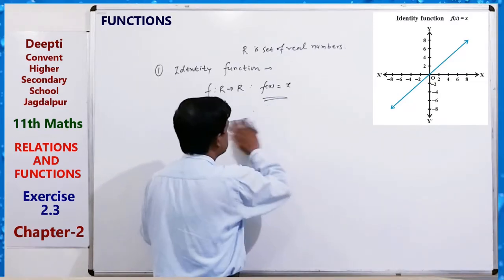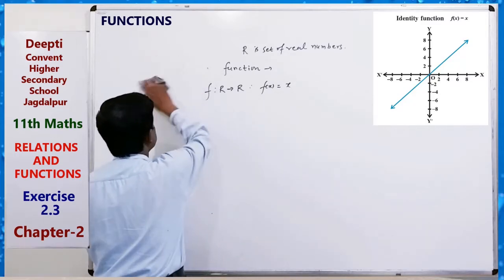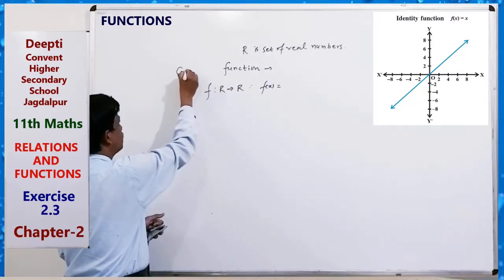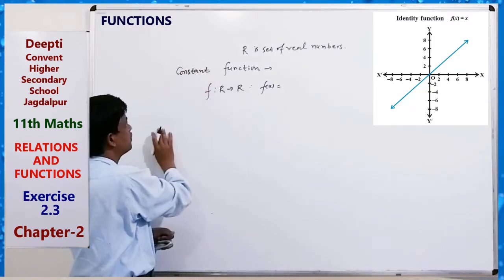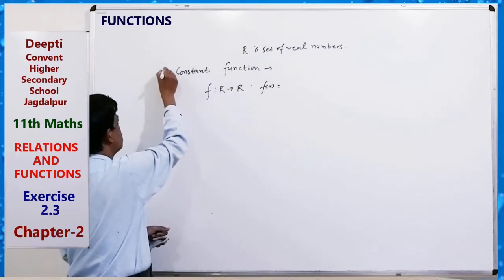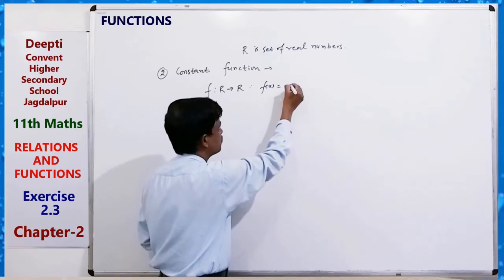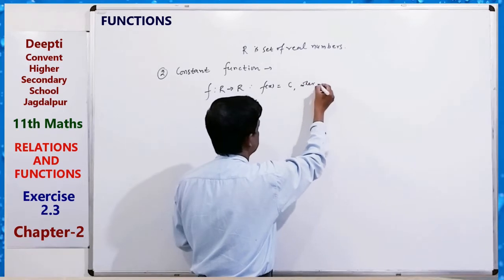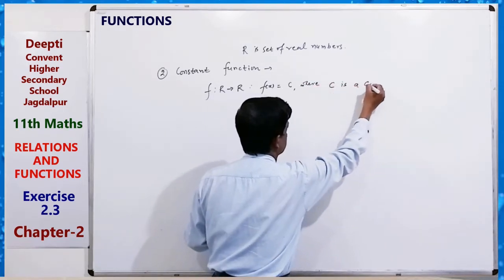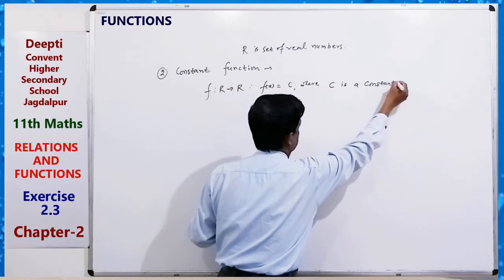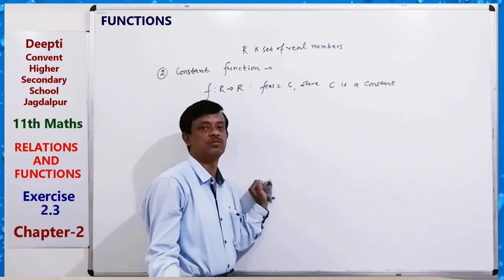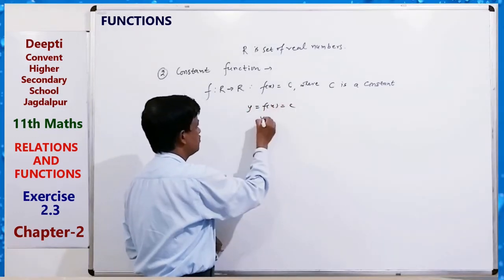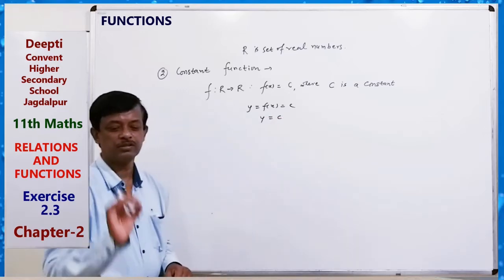Now, the constant function. The second is the constant function. What is a constant function? f from R to R such that f(x) equals some constant, C, where C is a constant, that is, any real number. That is, y equals f(x) equals C. It means y equals C, y equals some constant.